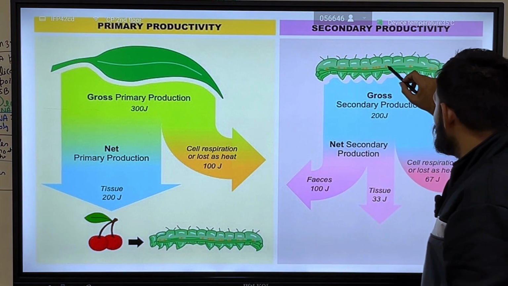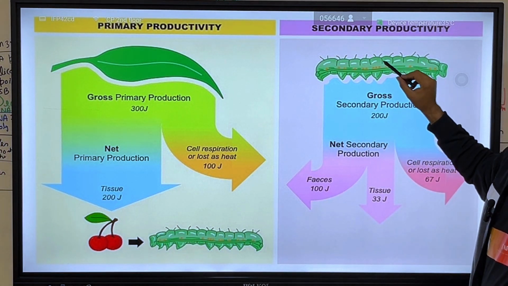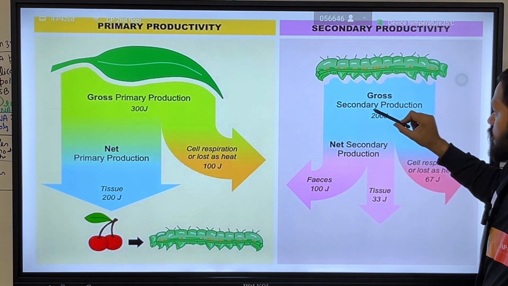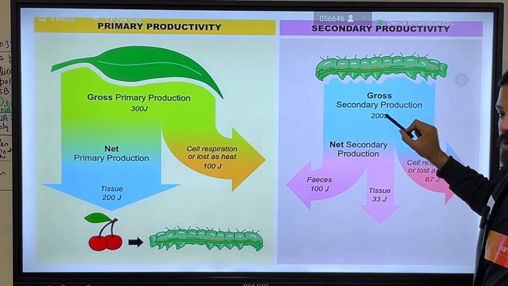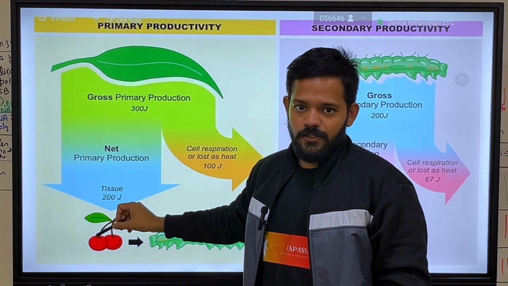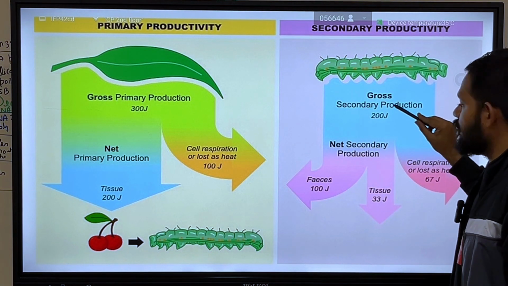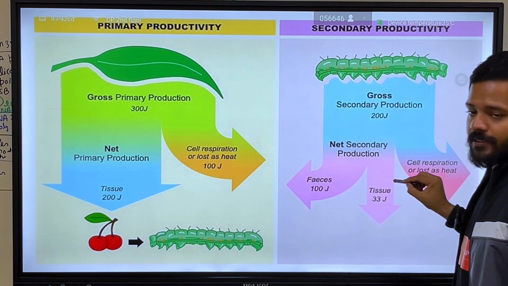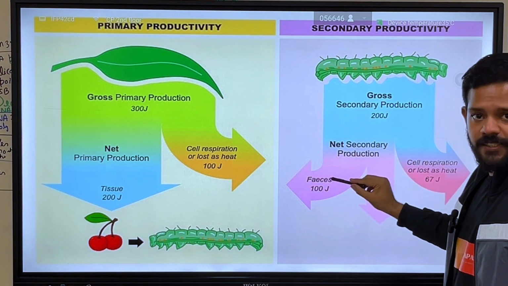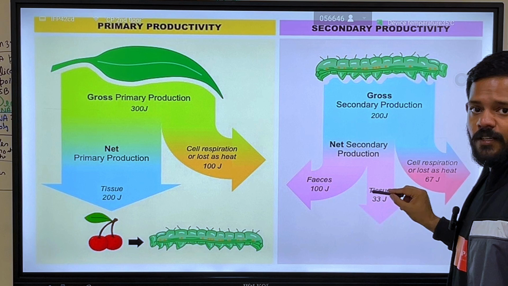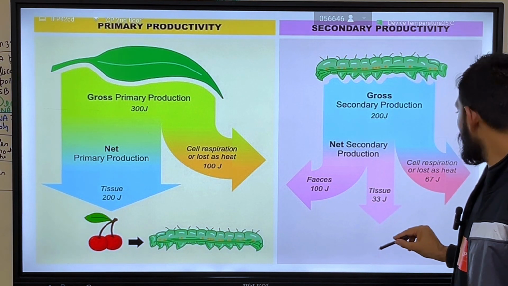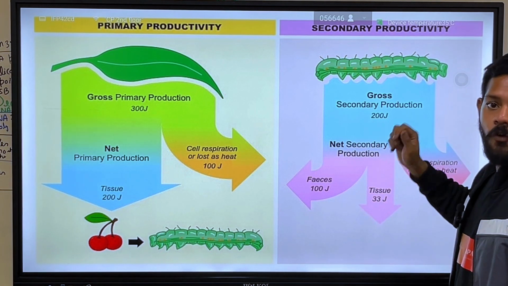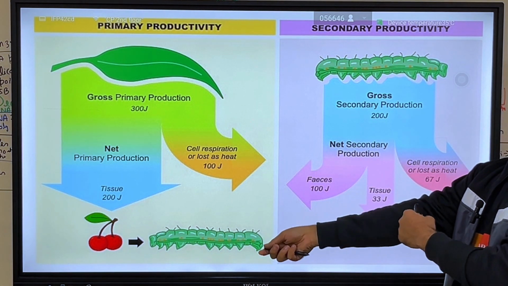Now this is your secondary consumer, the primary consumer, which is doing secondary productivity. Gross secondary productivity is 200 joules, which is coming from your plants. This 200 joules of energy inside that heterotroph consumer will be broken down into three things. 100 joules will go out in the form of feces. 32 joules of energy is stored inside the tissue. And 67 joules of energy is respired out by the organism in the process of cellular respiration.